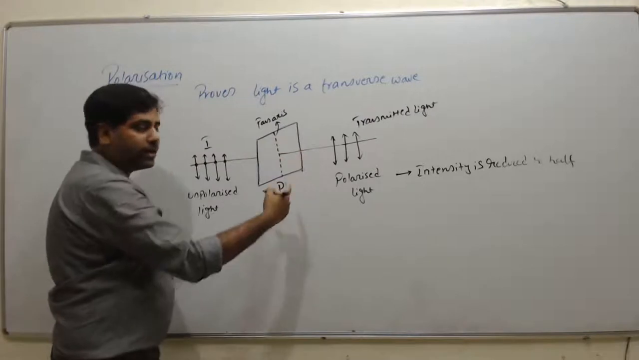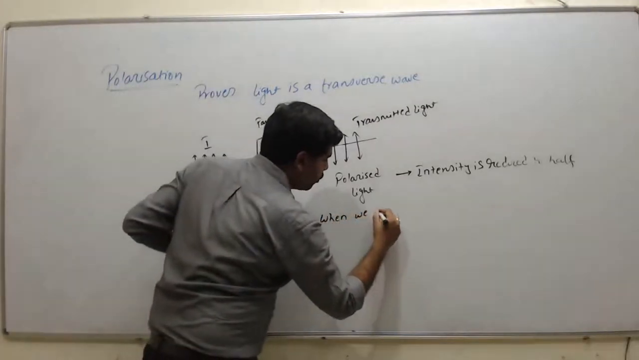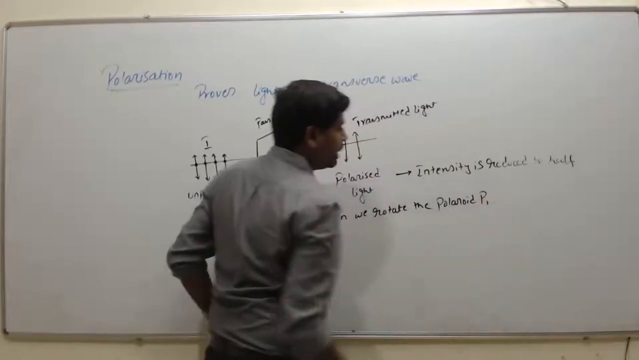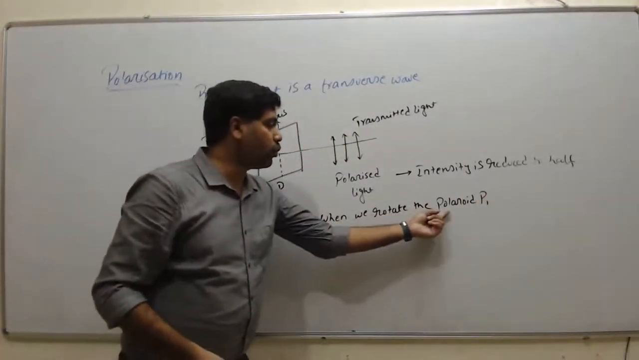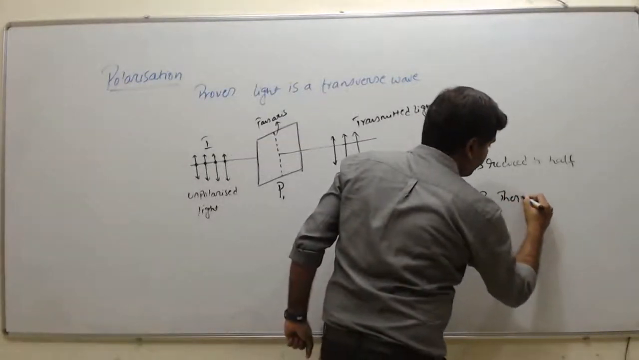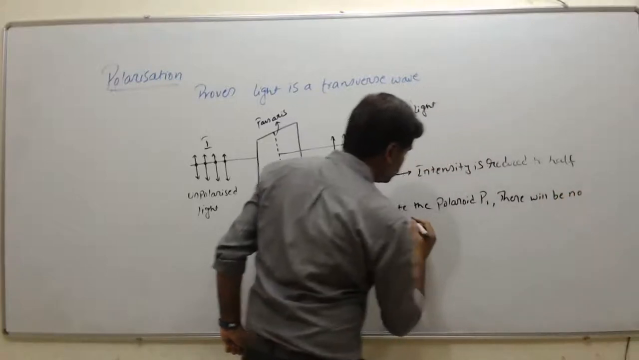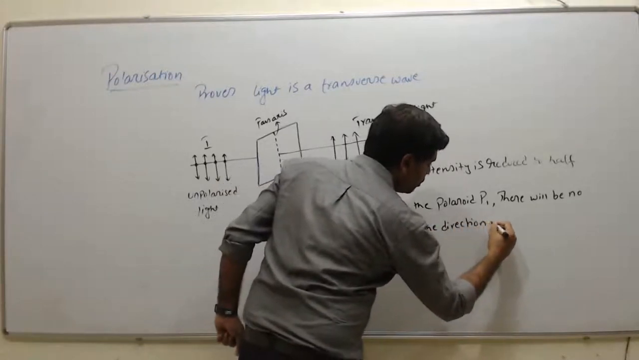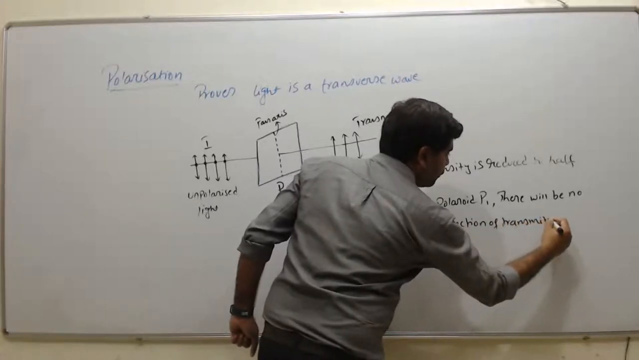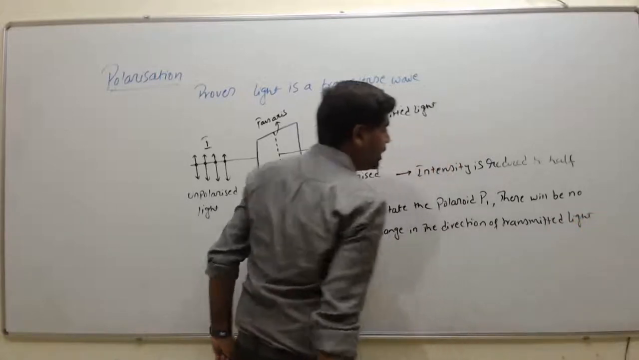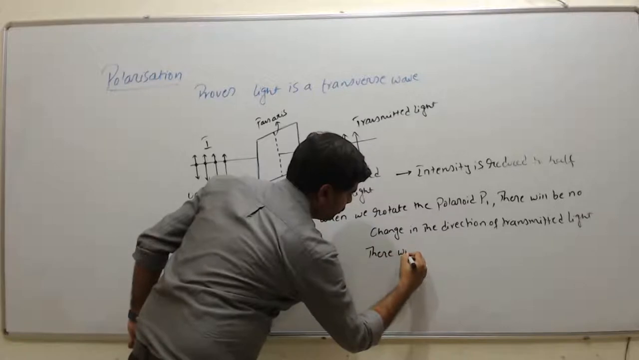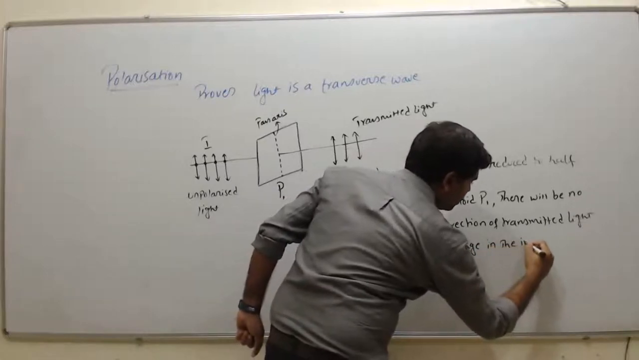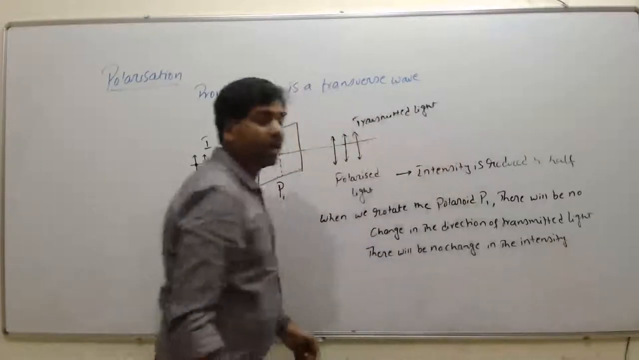When we rotate the polaroid P1, so polaroid, we have given the name P1, there will be no change in the direction of transmitted light or polarized light, and also there will be no change in the intensity. That is, intensity remains the same as before.